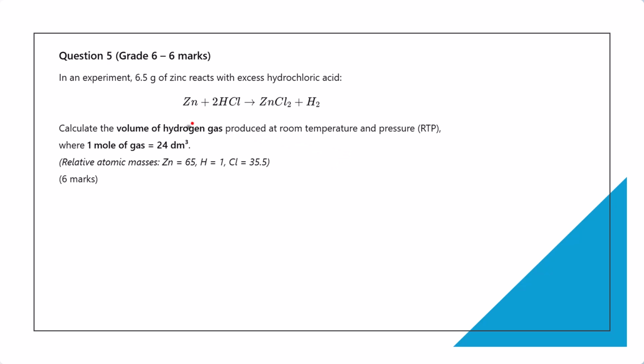Okay, so with this one, they want us to work out the volume of hydrogen gas produced. The volume of hydrogen gas that's going to be produced will depend on how many moles are being produced. So the idea is to get the number of moles of hydrogen first. Okay, now we can't do that directly, but we can use this zinc to help us.